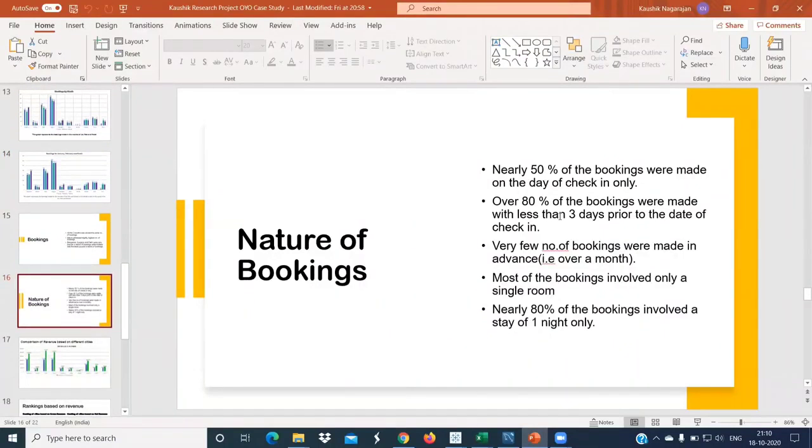Nature of the bookings. Nearly 50% of the bookings were made on the day of check-in only, which was shown by the calculation. Over 80% of the bookings were made less than 3 days prior to the date of check-in, which was also shown by a calculation. Very few bookings were made in advance, which was quite evident from the query which I executed. Most of the bookings involved only a single room. Nearly 80% of the bookings involved a stay of one night only.